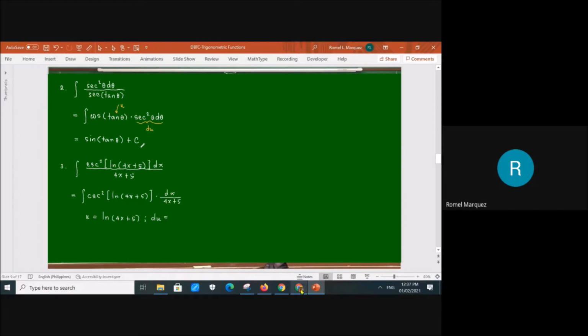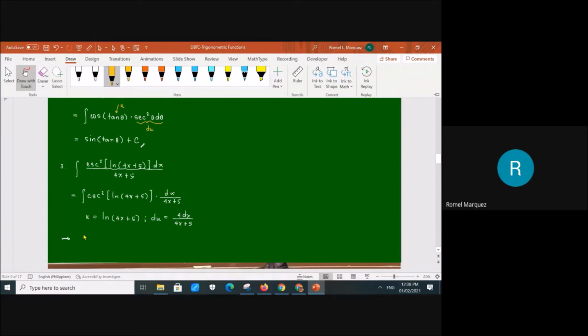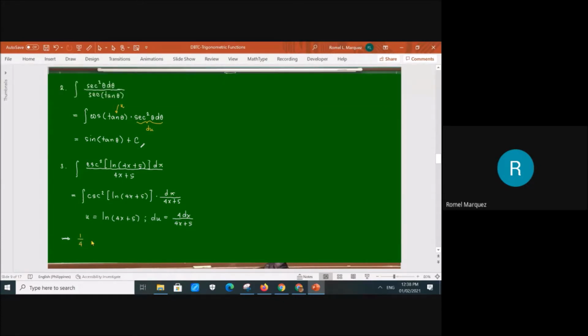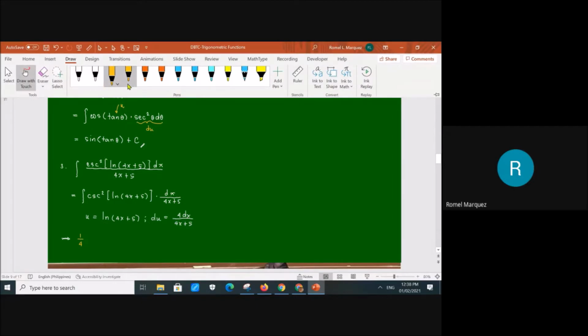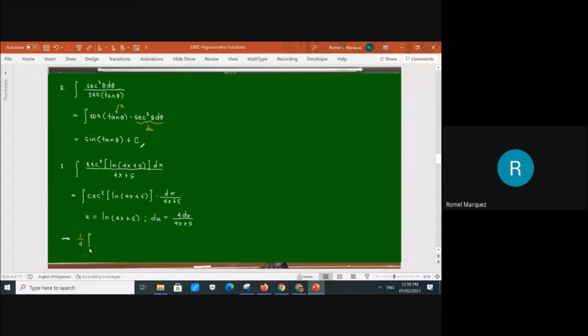What's the du? 4 dx over 4x plus 5. Okay, very good. So let's read integral of cosecant squared u but not du. So for this to be du, we need to supply 4 and balance outside by what? By 1/4, no? Let's have correction factor instead of substitution. So our goal is to multiply by what? By 1/4 outside because we're going to multiply inside by 4, no?